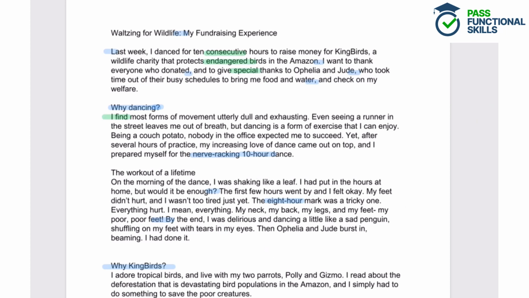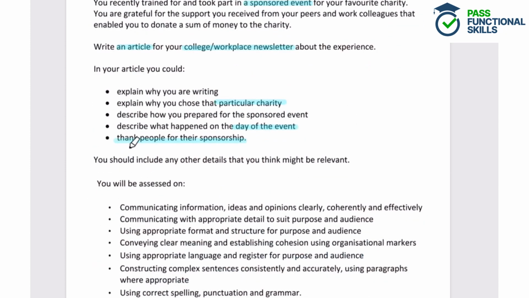Now, in this question, you don't have to use all of the bullet points because we are told that we could use these, but we don't necessarily have to. But they can really help us to figure out what kind of details we might want to include. And they're a really good guide to ensure that our writing is consistently relevant and tied to the topic appropriately.